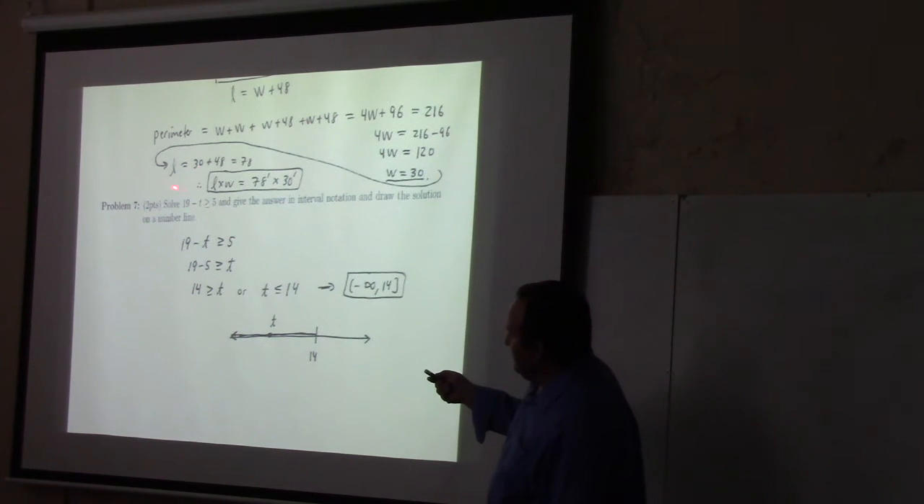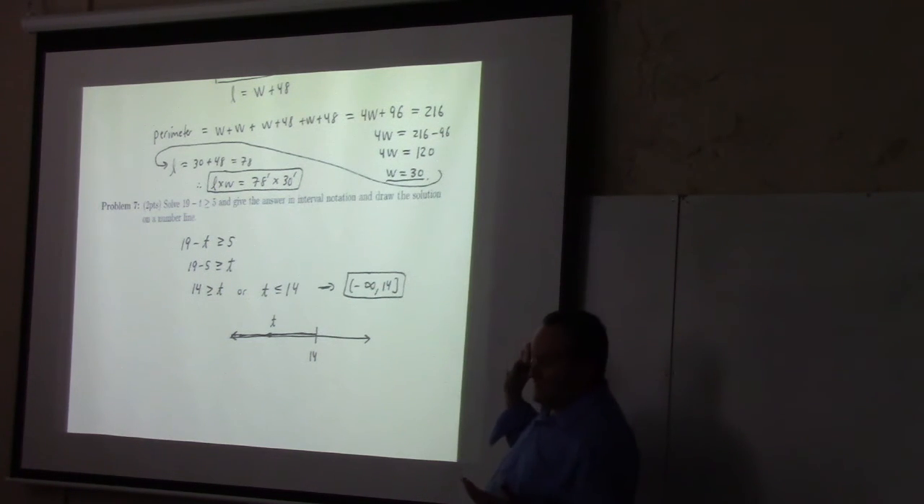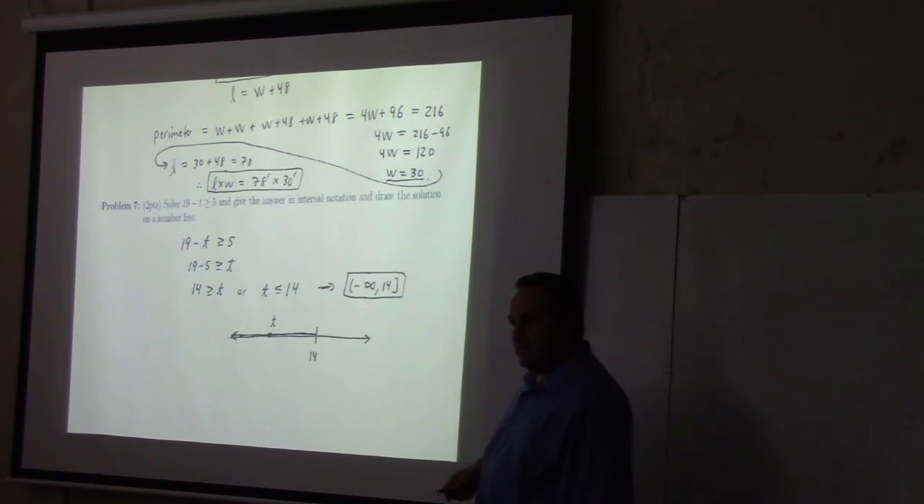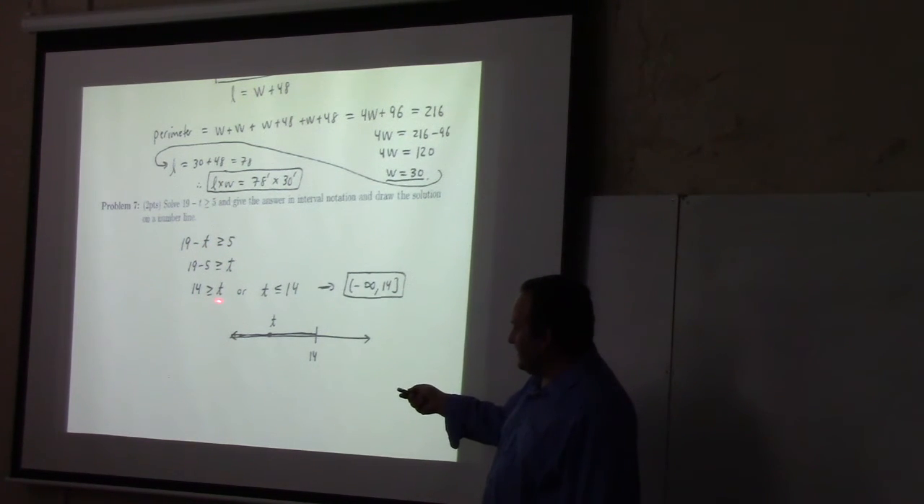so the next one, what do we do? 19 minus t greater than 5. What I'm going to do is subtract 5 from both sides, and add t to both sides. Because I don't like minuses, you know? So add t to both sides, subtract 5 from both sides. That gives me 14 greater than t, which we could rewrite as t less than 14.